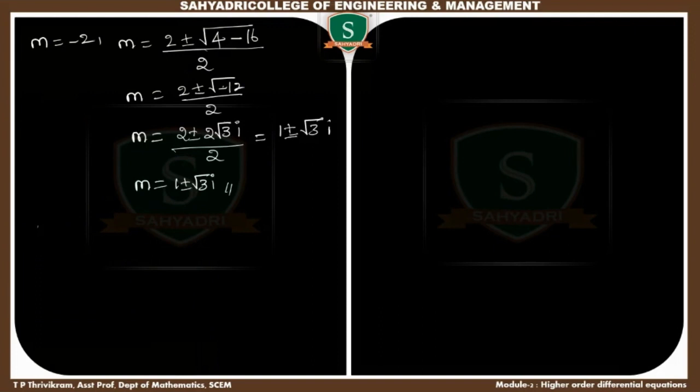So what will be the complementary solution? Yc is equal to C1 e power minus 2t plus, here for complex roots, how will you write the solution?